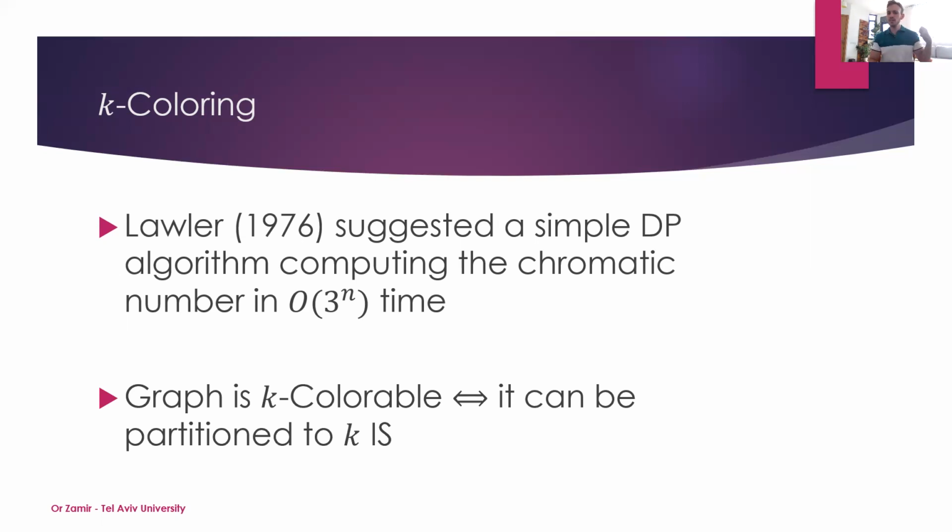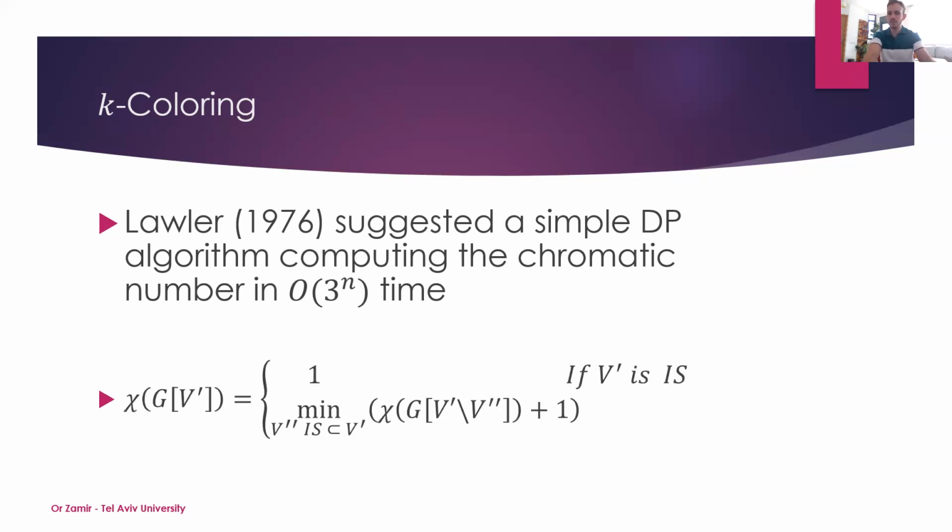First of all, we notice that a graph being k-colorable is equivalent to saying that the graph can be partitioned into k independent sets, right? Because every coloring class is an independent set. Every set of vertices that got a specific color is an independent set because they don't have any edges between vertices of that color. Otherwise, this would have been a monochromatic edge. So now we can use that to peel off independent sets and get a very simple dynamic program.